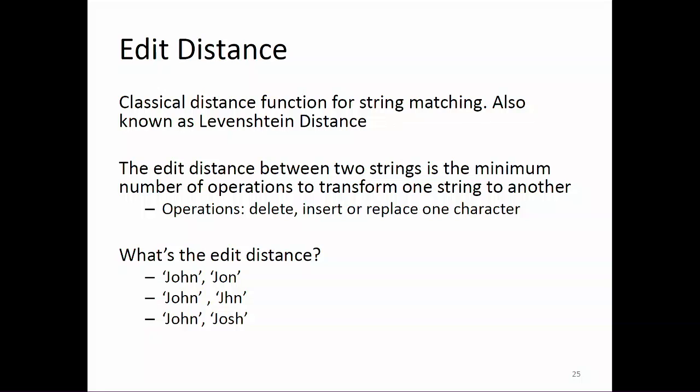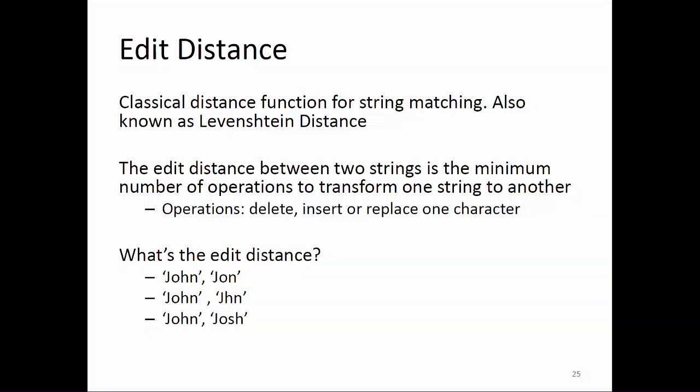Just like I said, John and JHN, because O is missing, a simple string matching algorithm will say that it's not a match because it matches each and every letter. Edit distance says that rather than comparing exact matches, we should look for a close match, how close one string is to the other string. If they are nearly similar, then we should take it as a match.